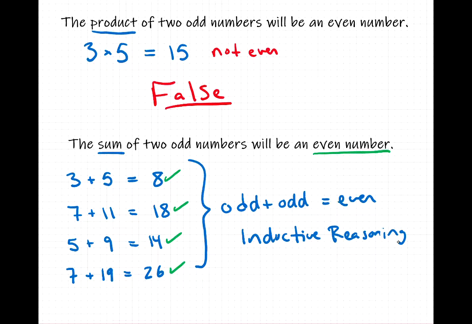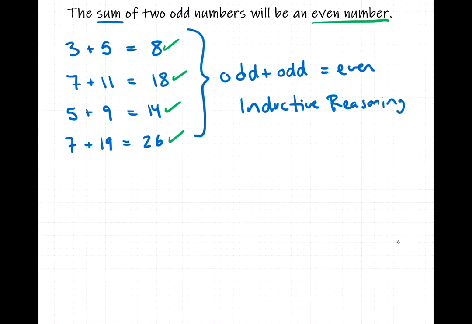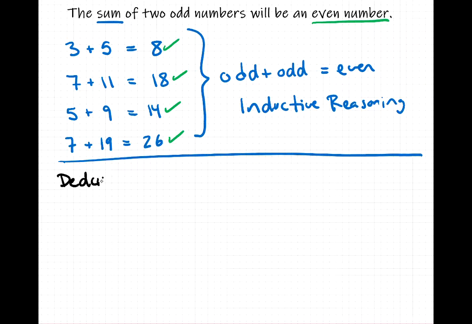Now remember, with deductive reasoning, we start general and we come up with a specific conclusion. Okay, so let's separate this and talk about deductive reasoning. The sum of two odd numbers. Well, instead of picking specific odd numbers, what is an odd number? What does an odd number look like? Let's start with even numbers.